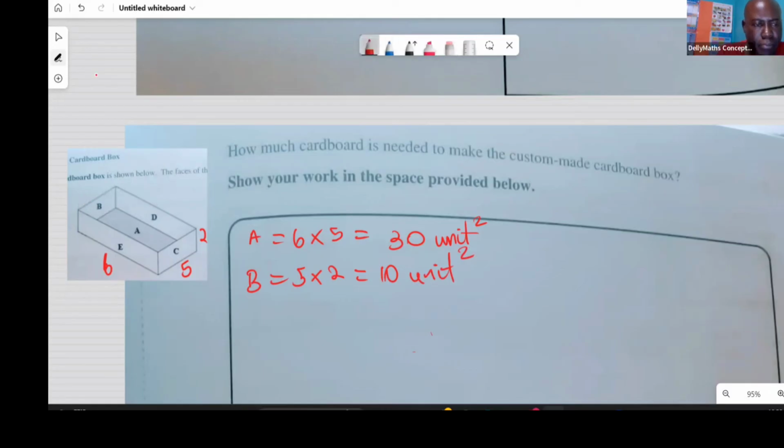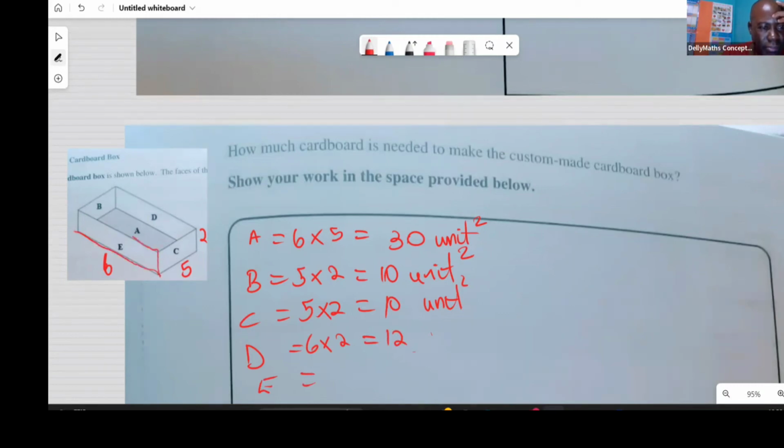For C, C is going to be a 5 by 2 right here, just like B. Then this is D, and it is a 6 by 2. So D is 6 by 2, and that's going to give me 12. And E is also a 6 by 2. That's E right here. This is a 6 by 2 as well, and that's going to be 12.